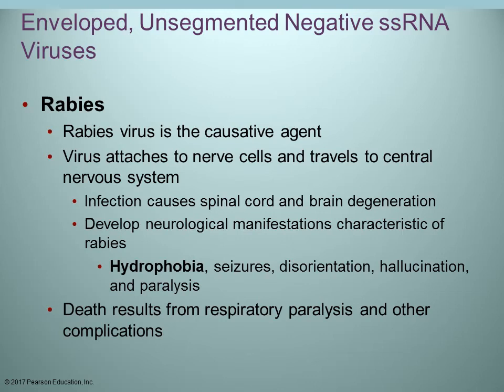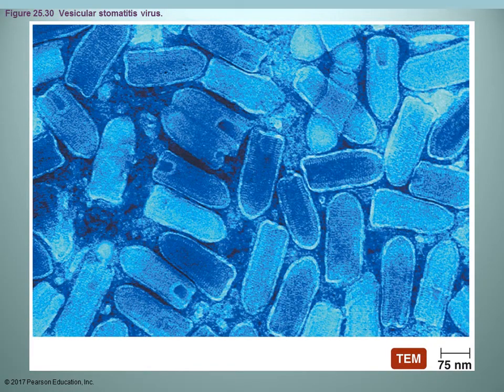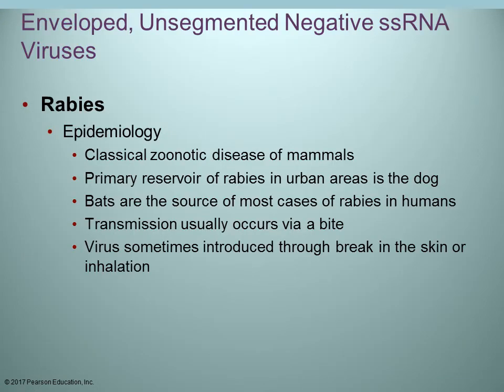Symptoms of rabies: hydrophobia, the fear of water, seizures, disorientation, hallucination, and then finally paralysis. This is what a vesicular stomatitis virus looks like.